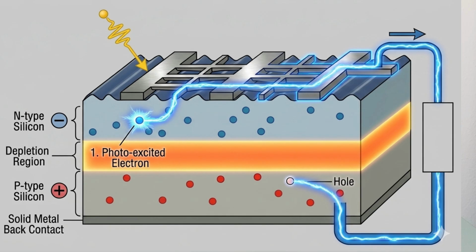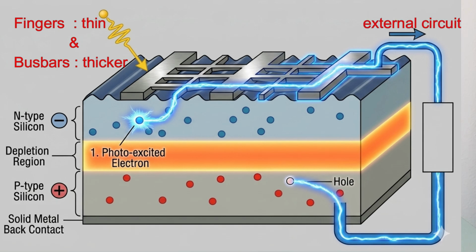To achieve this, extremely thin metallic lines called fingers are printed onto the front surface of the cell. These fingers collect electrons generated near the surface and minimize resistance losses, while shading only a small fraction of incoming light. The collected electrons are then transferred into thicker conductors called busbars. These busbars gather current from all fingers and channel it toward the external electrical circuit.